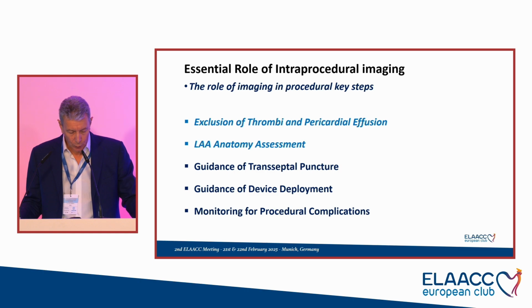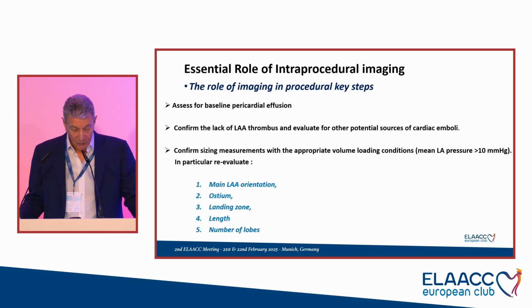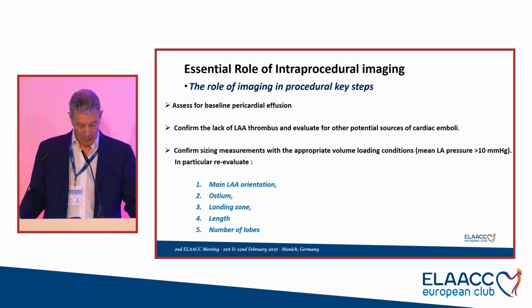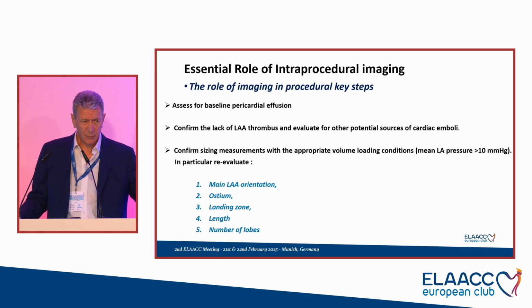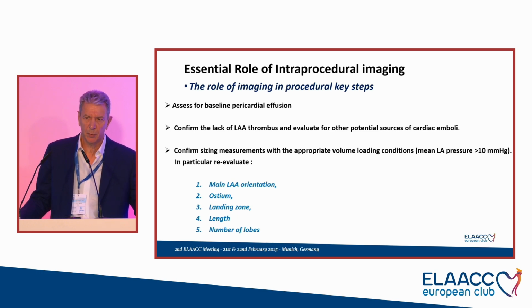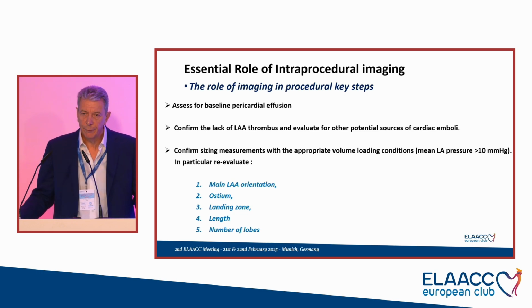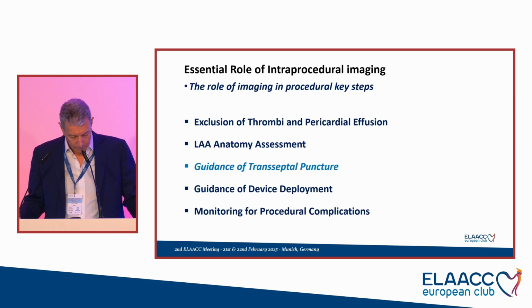The first step is the exclusion at the beginning of the procedure. We need to exclude the thrombus and pericardial effusion and to double check the anatomy of the LAA. This is extremely important to assess the presence or not of pericardial effusion. At the end of the procedure, if you have 2 millimeters of pericardial effusion, oh my God, was it present at the beginning of the procedure or did it occur during the procedure? Also to confirm again the presence of the thrombus and double check the anatomy of the LAA, including the orientation, the ostium, the landing zone, etc., just to confirm that I did a good planning.